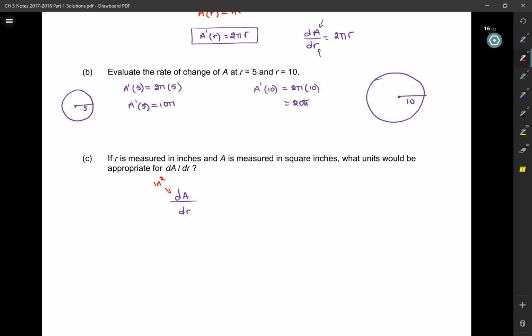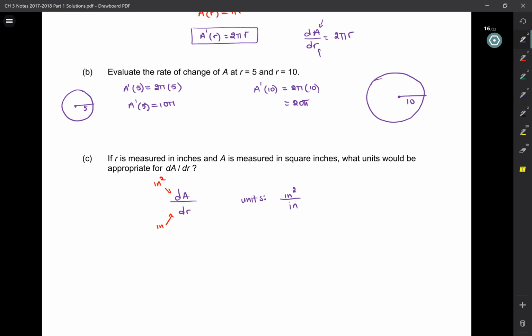What units are given for R? Inches. Okay. So what are the units for this then? Okay, so what if it was inches squared per second? So what it is, it's inches squared per inch.